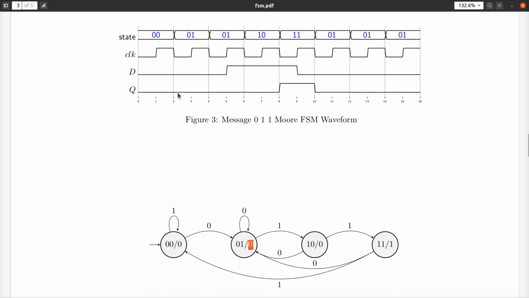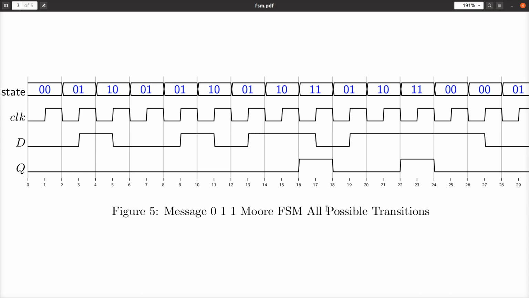This timing diagram here shows more of the possible transitions. In fact, I went out of my way to draw all of them, okay? And that is what happens if you've got D oscillating high and low and so on. And here's the state numbers and so on. And I don't see a full message.